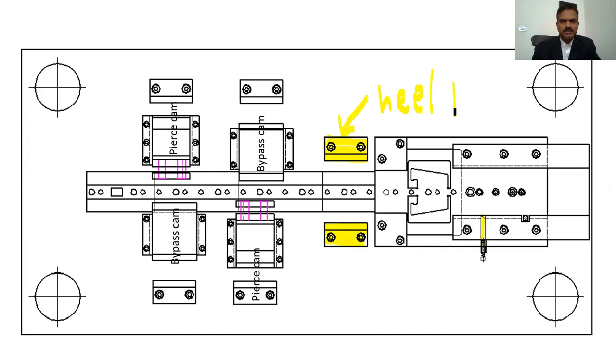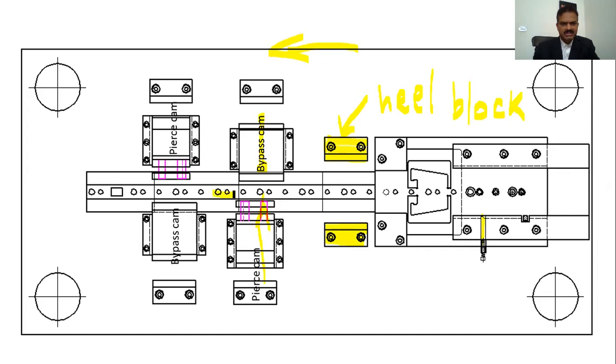Heel block. And again, you move the strip forward. This is what we have been discussing in the last few slides back. You use the bypass cam from this side and then punch the hole and the slot.